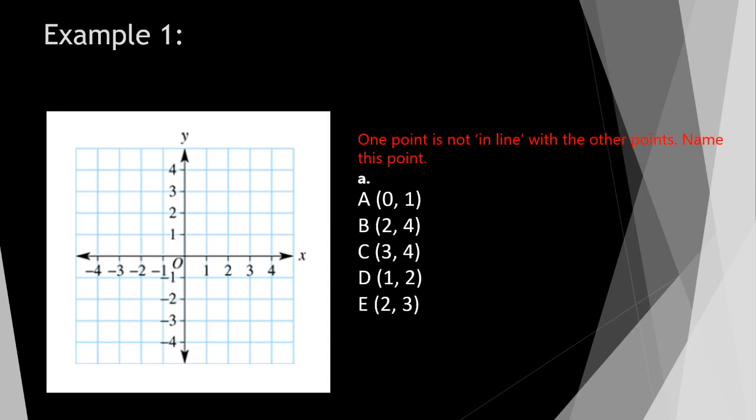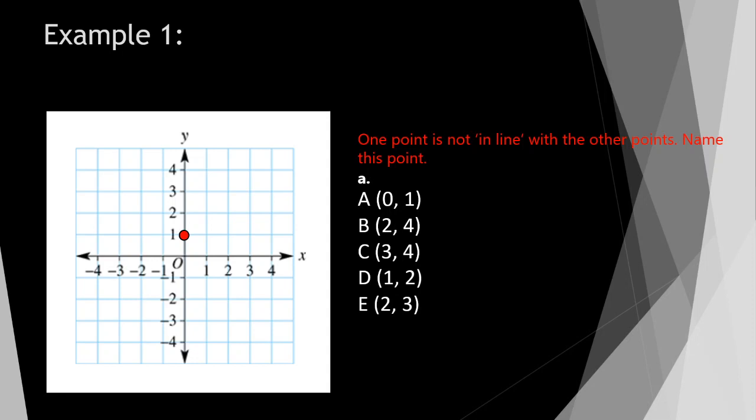So let's start with some example questions. Here it says one point is not in line with the other points. Name this point. So here we have 5 coordinate points, and I'm expecting that one of these 5 will not be in line with the rest of them. So the first thing I'm going to do is plot them. For the first one, 0 and 1, my x value is 0 and my y value is 1. So that should go on the y-axis.